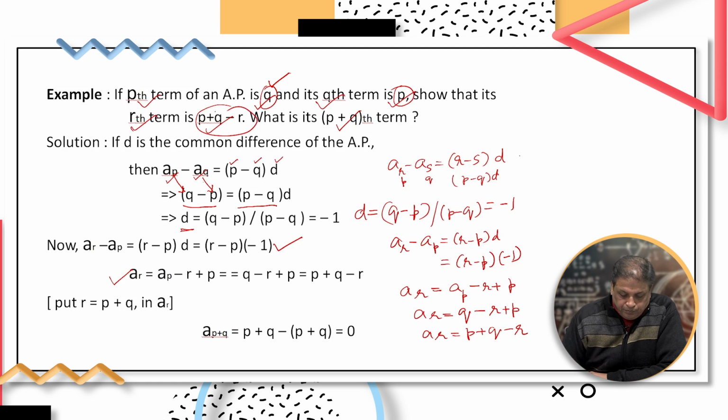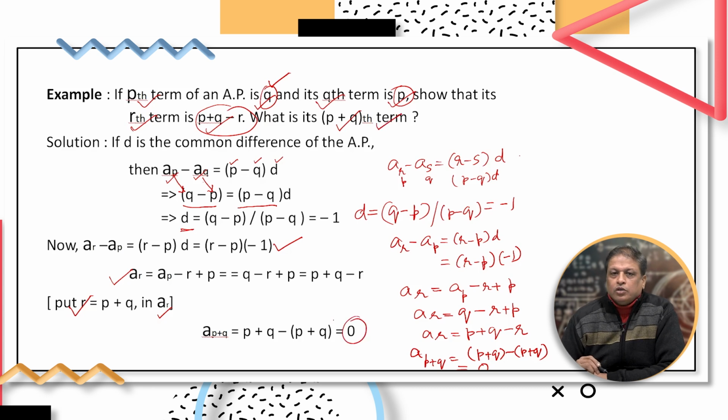Apart from this, putting R equal to P plus Q in the expression AR, you will get A(P plus Q). By substituting R as P plus Q, what you will get? You will get the answer 0. So, what is the P plus Qth term? The P plus Qth term is 0. So, I hope you learned how to solve this type of numericals.